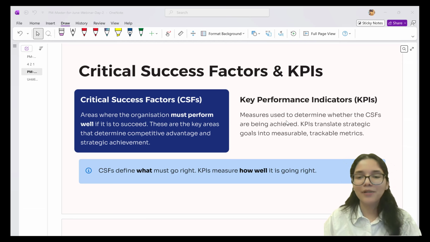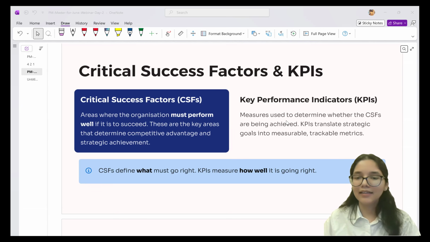Let's see how much you people have understood. What is the one line difference between the CSFs and the KPIs? CSF is something where the performance of the organization or the company has to be the best in order to maintain its quality. KPI is like whether the critical factor which we have derived is being achieved or not.